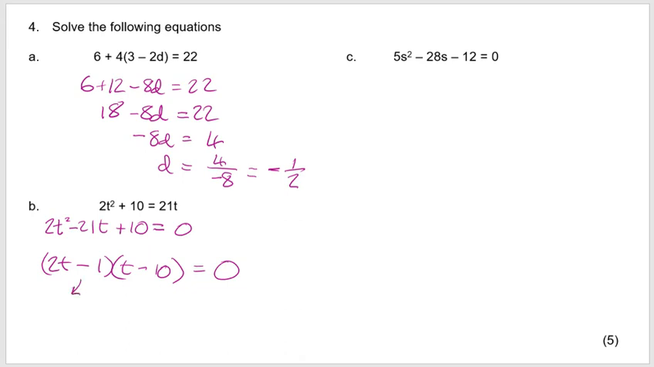So we want this first expression to equate to 0. So 2t minus 1 has got to equal 0. So solve as a mini linear equation. So 2t has got to equal 1, and therefore t is equal to a half.